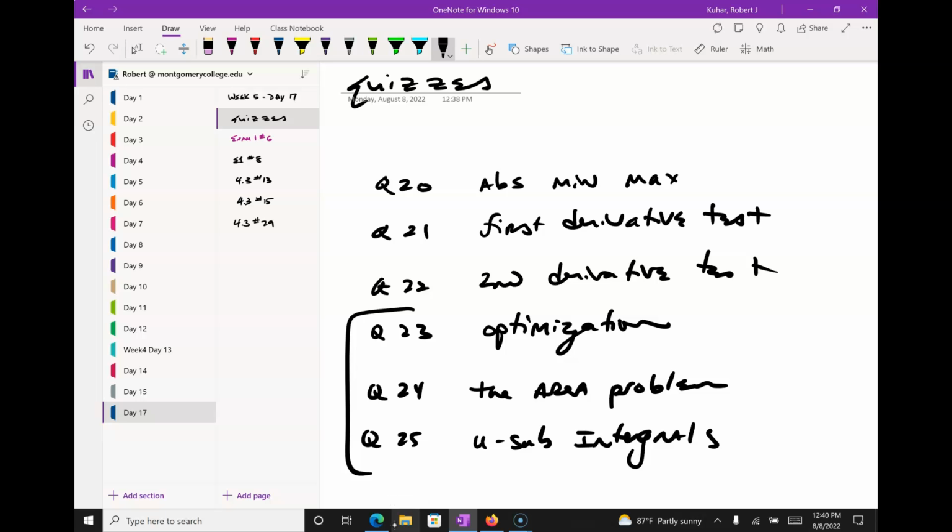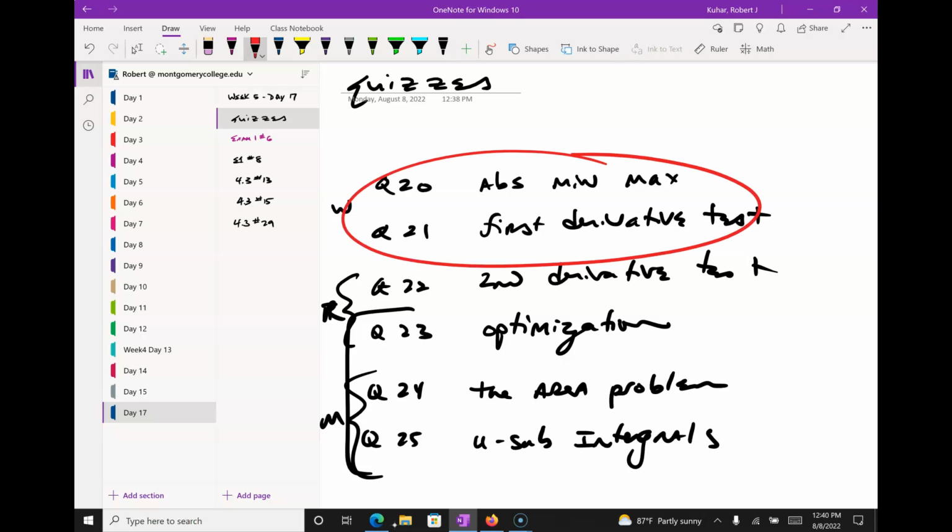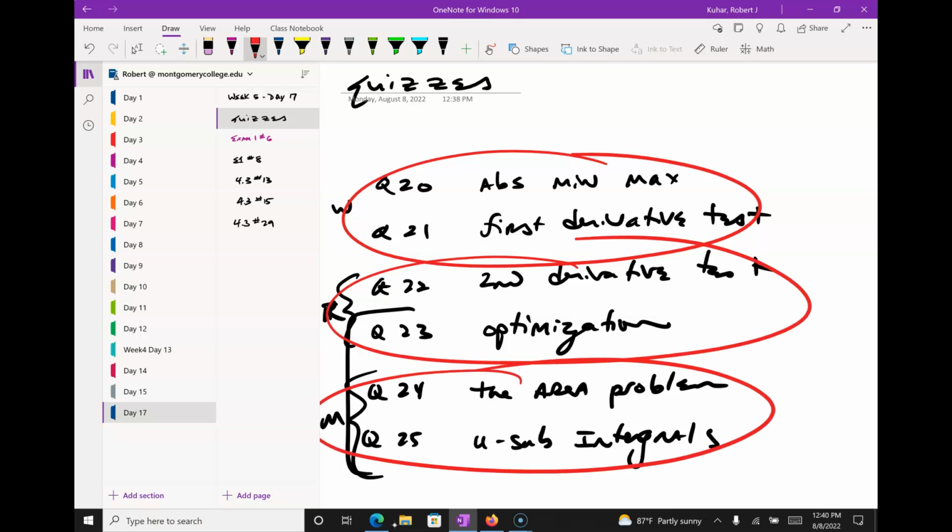On Wednesday, yeah. This is Wednesday. These 2 are going to be Thursday, and then these 2 will be Monday. Sorry, Thursday is an R. So the first 2 Wednesday, next 2 on Thursday, and then the last 2 on Monday.